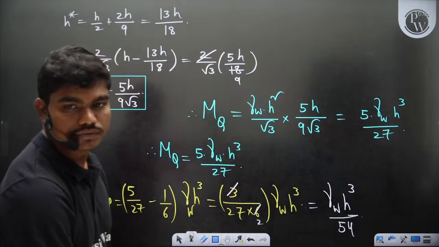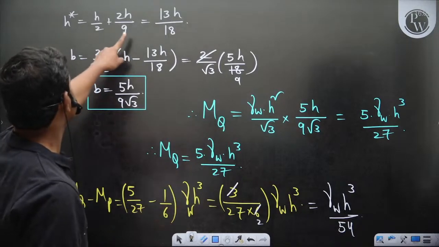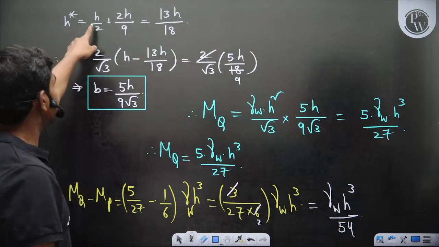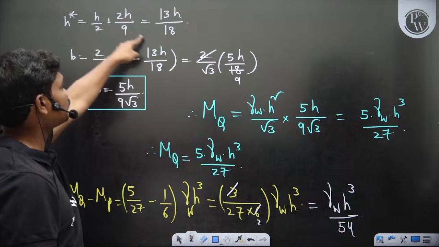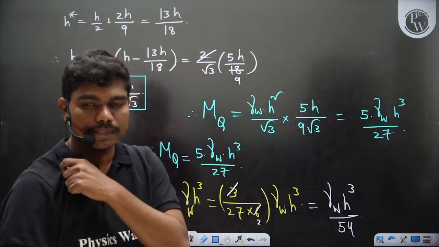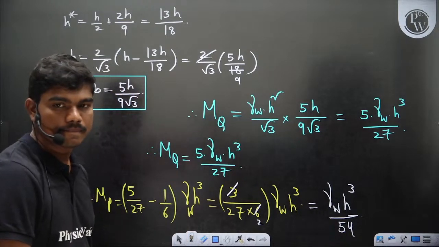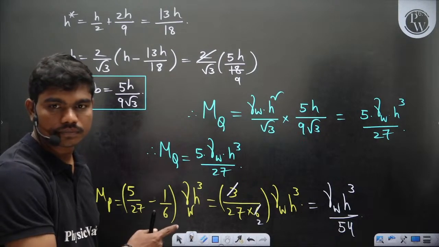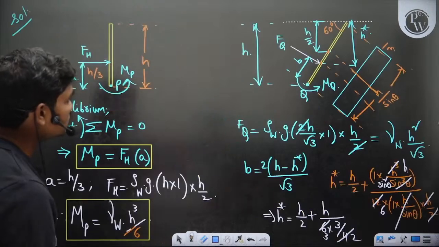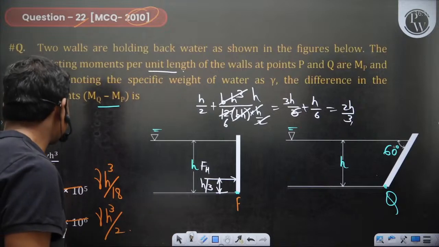So it's 11 by 18, sir. Which one? Which is 11 by 18? This one? 9 plus 4, no? H star. You can see h by 2 plus 2h by 9 is 9 plus 4, 13 by 2 9s are 18. It's okay? Like on the top, are there any extra moments? Nothing, no? That's just land gate and you have the fluid acting, that's all. Okay, then it's correct.